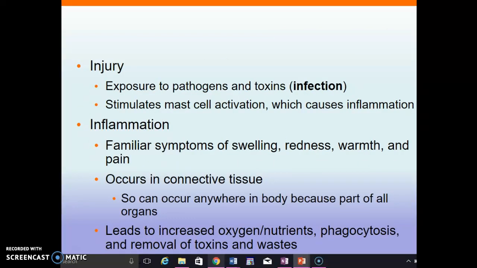An injury is an exposure to a pathogen or toxin. This stimulates certain cells to release substances that will cause inflammation. The mast cell will release histamine and heparin. Inflammation occurs, and you're familiar with those symptoms of redness, warmth, swelling, and pain. And this leads to an increased movement of blood to the area so that phagocytes can go to the area, oxygen and nutrients can go to the area, and toxins and wastes are removed.